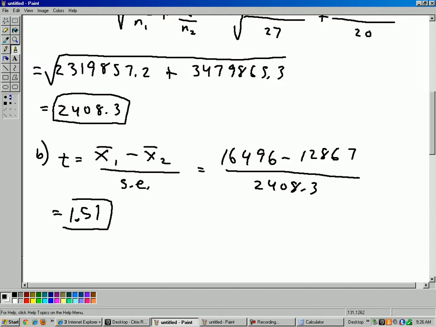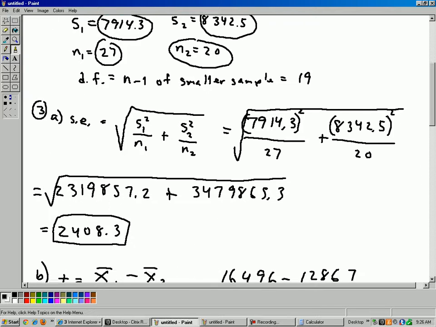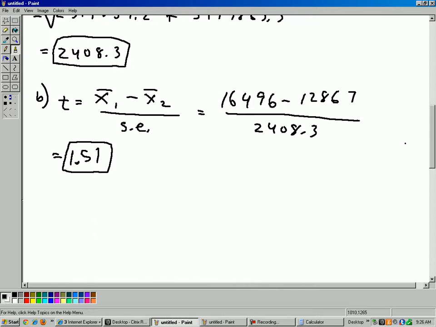Now, what does that number tell us? It tells us, in terms of standard errors, looking back at our raw data, that the sample mean for the females is about 1.51 standard errors higher than the number of words for the males. All right, and then what's the probability of that happening by random chance? So that's part 3.